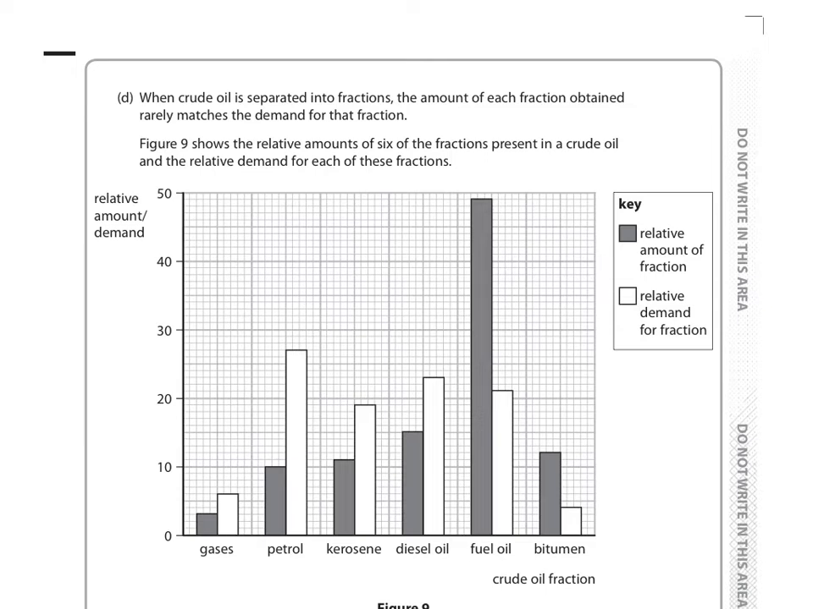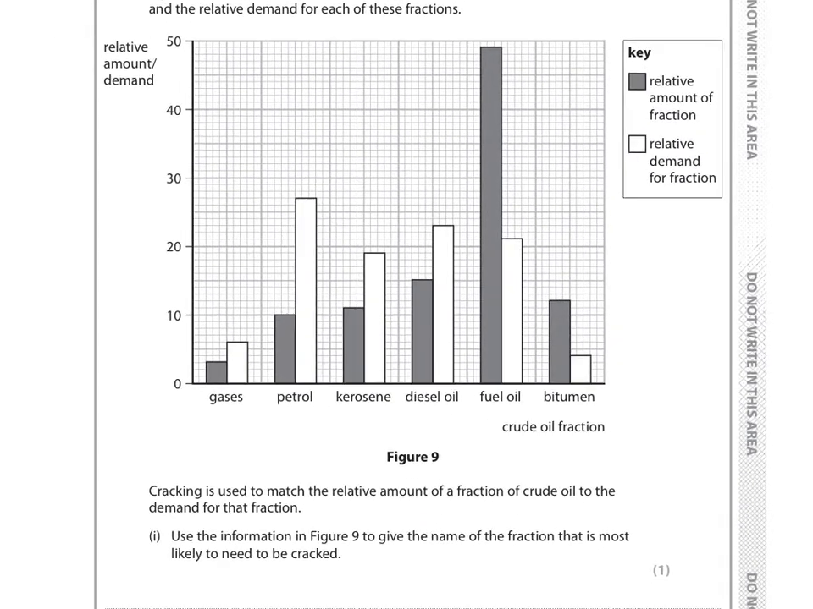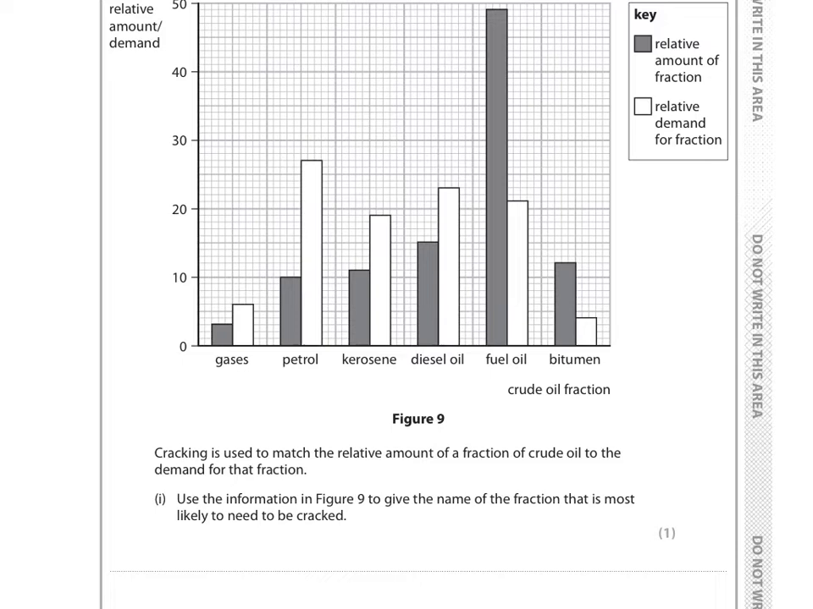Part D says when crude oil is separated into fractions, the amount of each fraction obtained rarely matches the demand for that fraction. Figure 9 shows the relative amounts of the 6 fractions present in crude oil and the relative demand for each of these fractions. And the question is, cracking is used to match the relative amount of a fraction of crude oil to the demand for that fraction. Use the information in figure 9 to give the name of the fraction that is most likely to be cracked. Cracking can turn long-chain hydrocarbons into short-chain hydrocarbons.